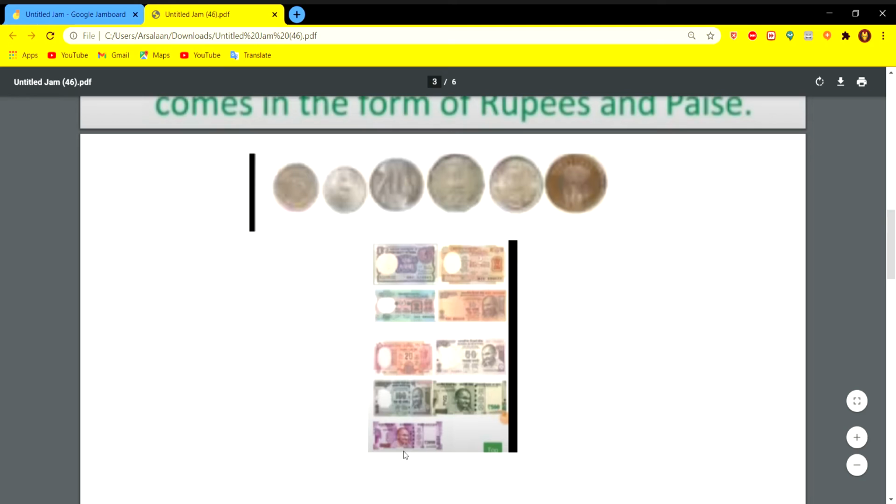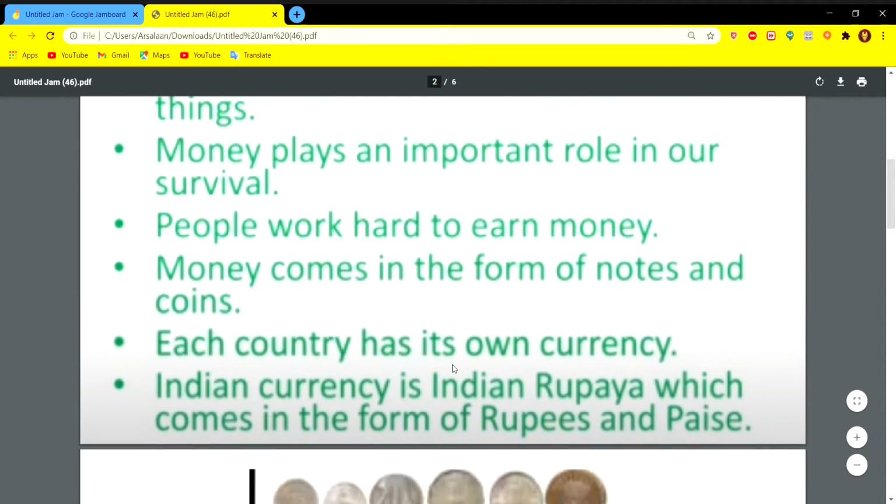These are some figures like 50 paise, 1 rupee, 5 rupee, 10 rupee coins, and notes also you can see: 1 rupee note, 2 rupee note, 5 rupee note. Now some of these notes are not common, but these are all Indian rupees. You must have seen them.